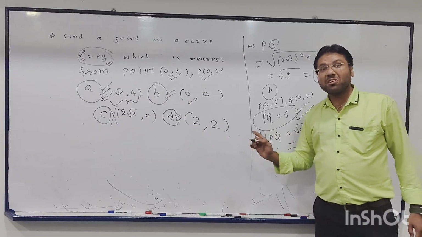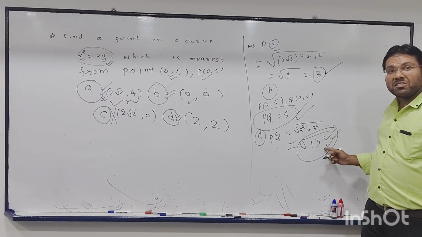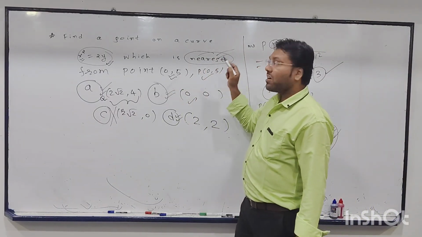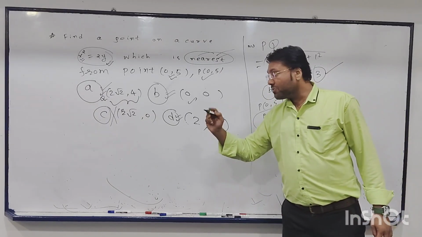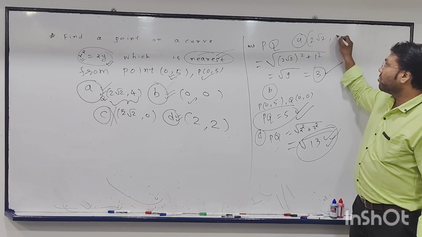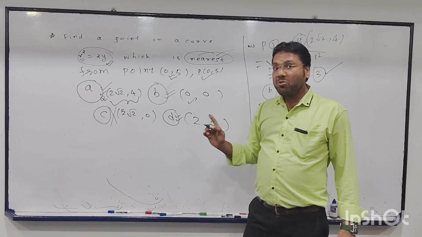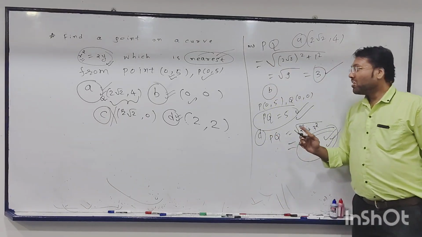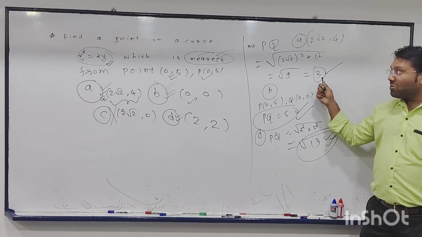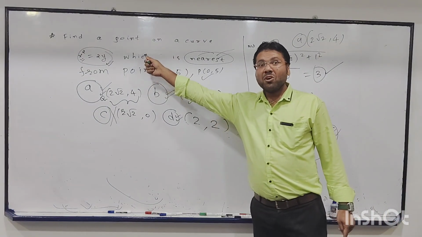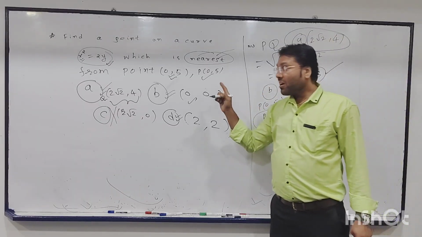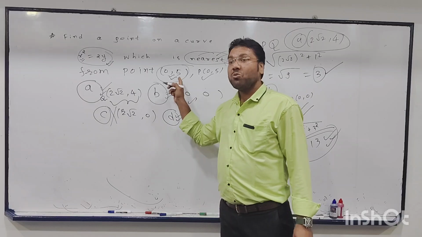So out of these 3 distances, whichever distance is minimum, that point will be your answer. So here your answer is, friends, option A, meaning (2 root 2, 4). So what you are basically doing, friends: (2 root 2, 4) had the minimum distance from (0, 5), and (2 root 2, 4) was also on the curve. So your answer is option A, where the point lies on the curve as well as its distance from (0, 5) is minimum, nearest.